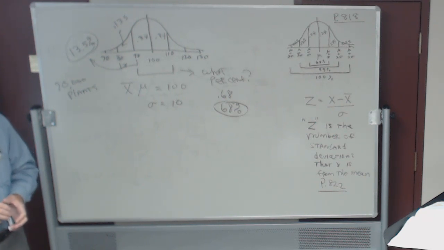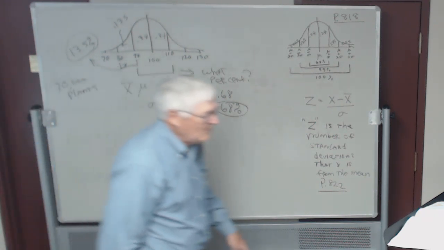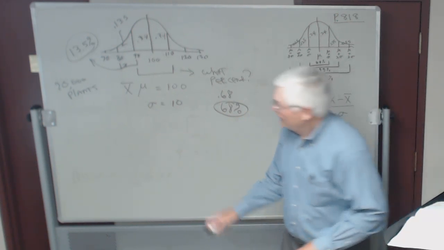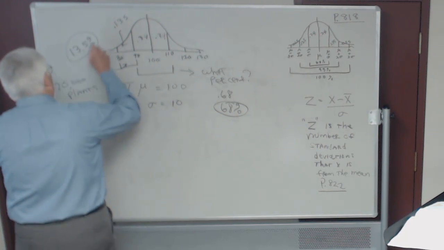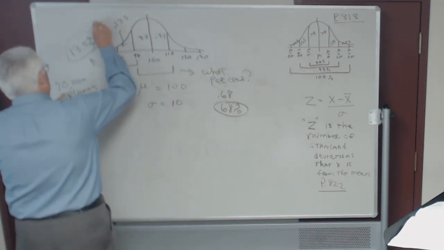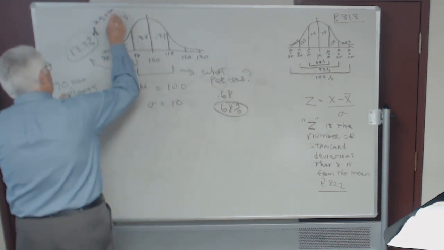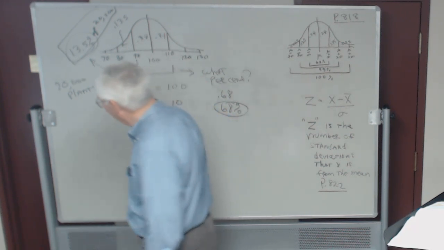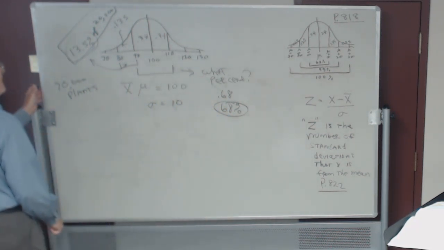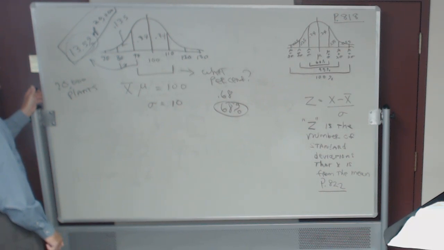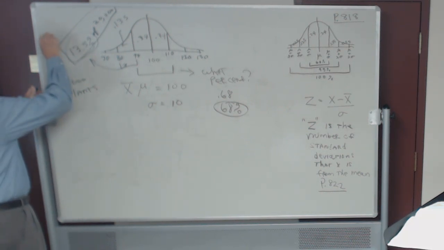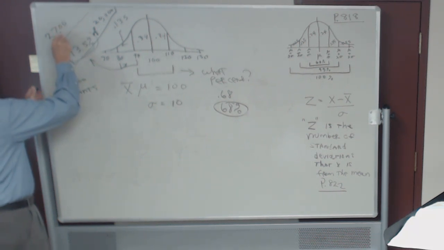Okay? Is that the answer? I said how many stalks. Oh, so it's 13.5% of 20,000, because they want to know how many stalks. And what do you get? 2,700. 2,700 stalks.